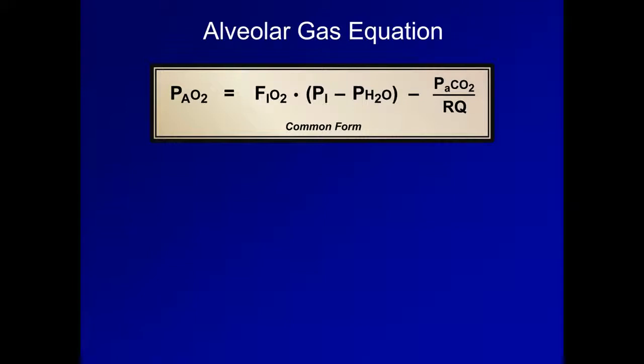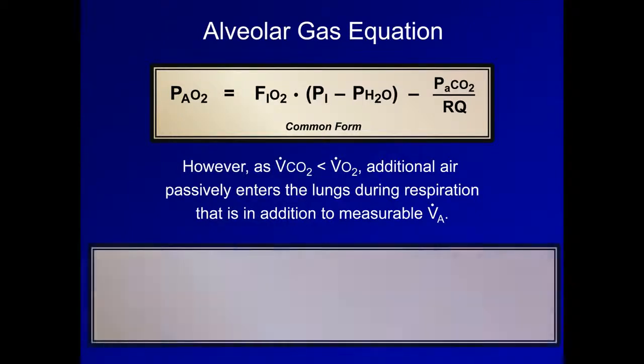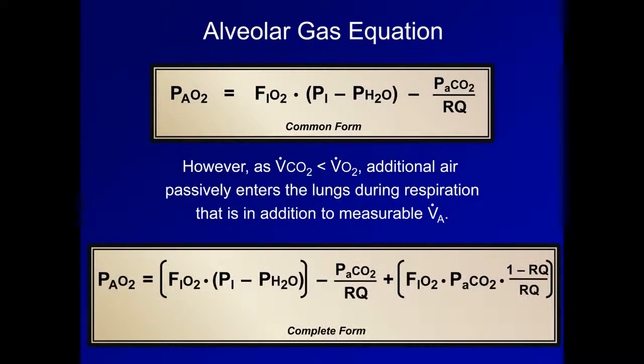The second alternative form acknowledges that because the rate of O2 consumption exceeds CO2 production, additional air passively enters the lungs during respiration that is in addition to active alveolar ventilation. I won't go through the somewhat tedious derivation that accounts for this effect, but here is the final result. It's the same as above with the exception of a lengthy additional term thrown onto the end. Luckily, although it technically makes the alveolar gas equation more accurate, this additional term is too small to be clinically relevant.